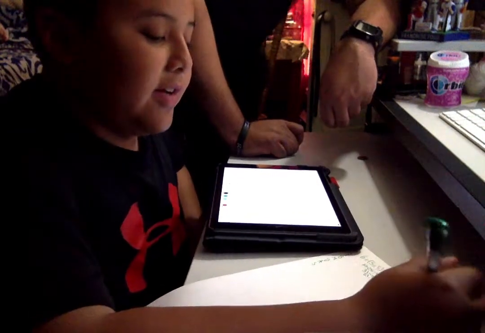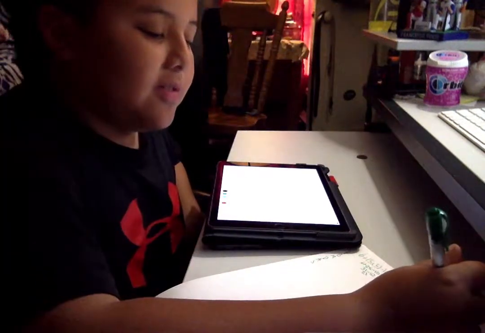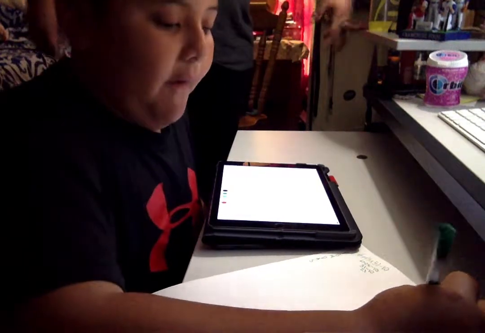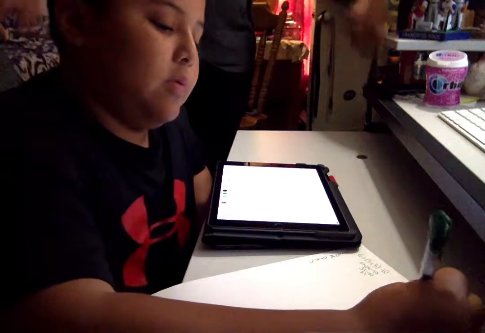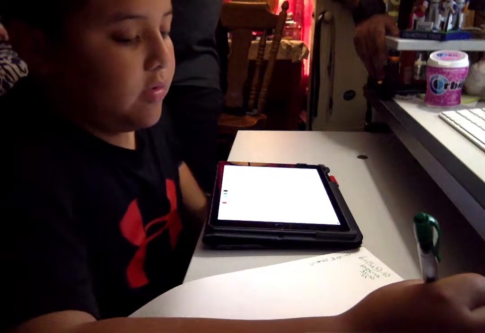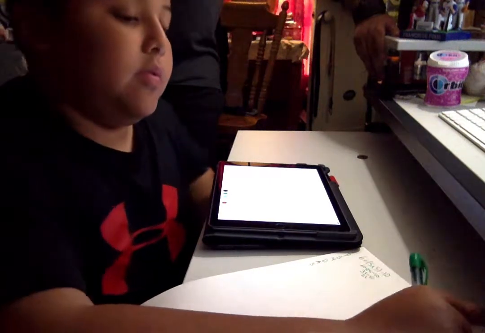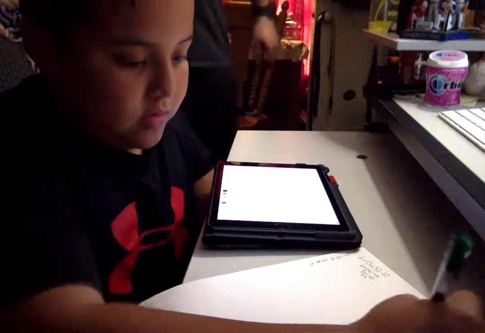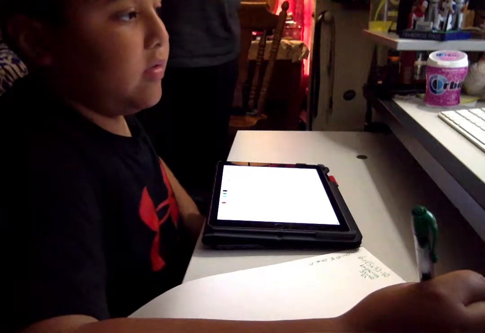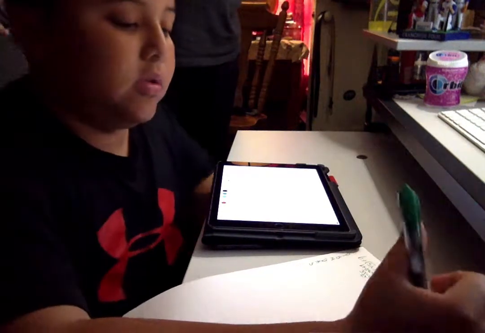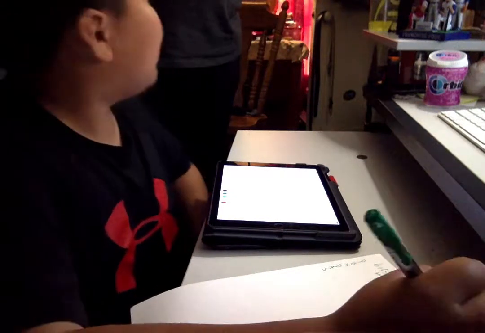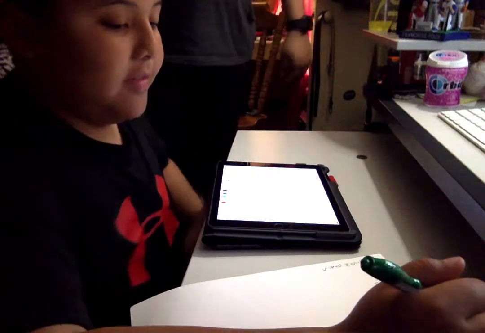So now you're going to multiply what? 32 times 8. So now set it up as a multiplication problem. Good. The answer is 256. Alright, good job.